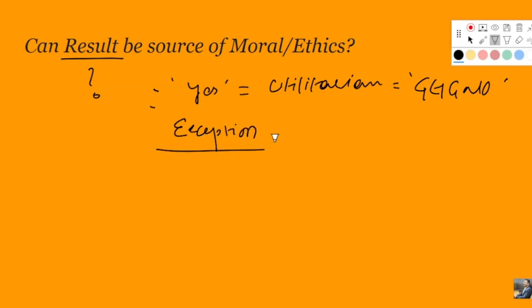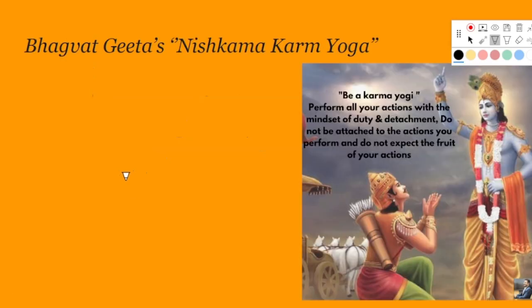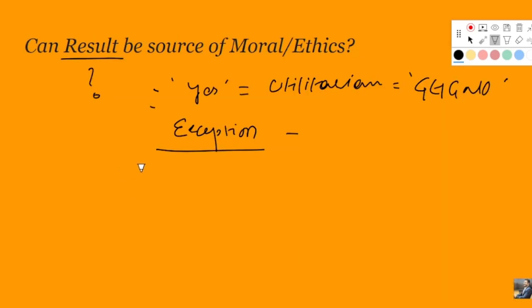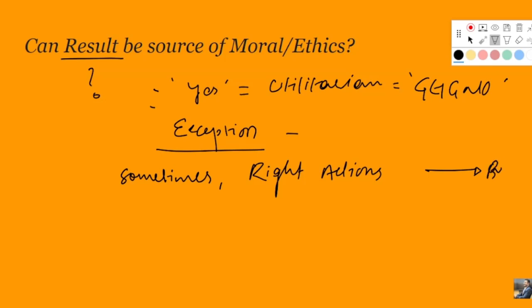There is always an exception. What kind of exception? Let's take into consideration that sometimes even right actions can lead to wrong or bad results, right? Sometimes a right action can even lead to bad results.